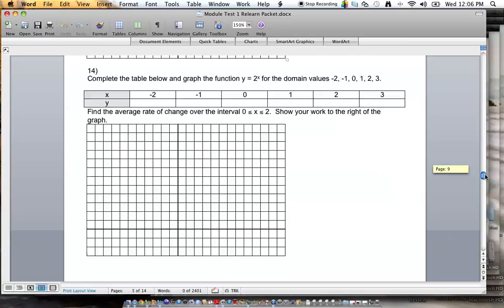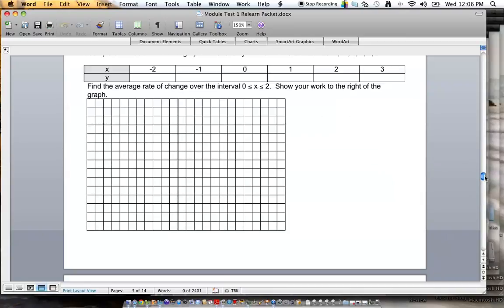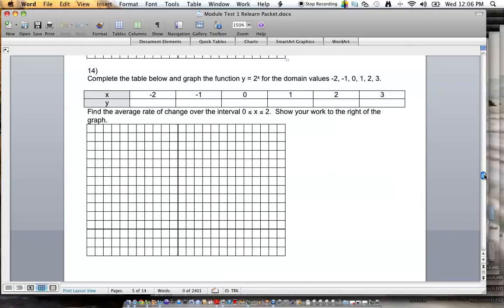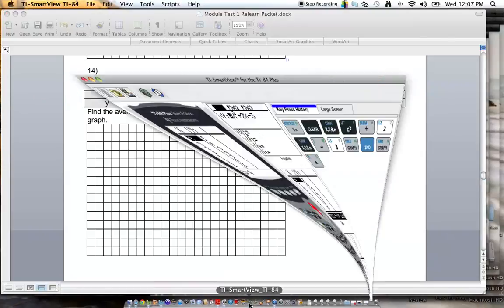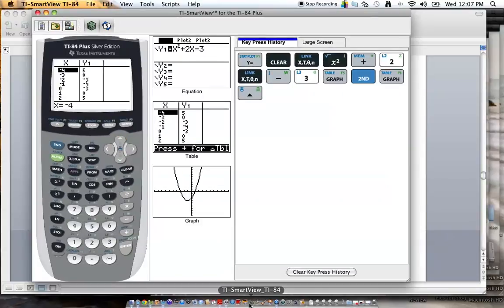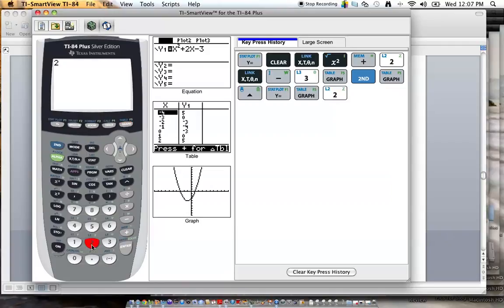We're going to graph y equals 2 to the x over the domain values from negative 2 to 3. And what's done here is now we're going to put a table again, but this time the table is going to be horizontal. And in my graphing calculator, let's go to the graphing calculator, and I could go to y equals, clear this out, and put in 2 to the x. Remember that caret symbol that I just pressed right here?